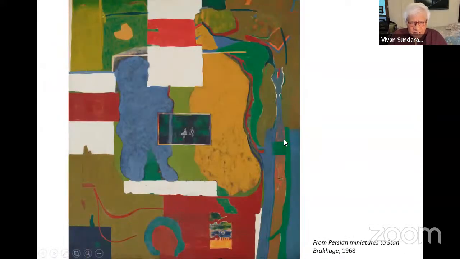This work is called, as you will see, From Persian Miniatures to Stan Brakhage. Persian miniatures, because I have taken these white rectangular forms which in miniatures are used to write text. Persian miniatures are fairly flat and on the surface. They have a strong ornamental element, and the texts written there, which are poetry and other aspects, could reference the subject matter. I picked these as if they are blank spaces for you to enter.